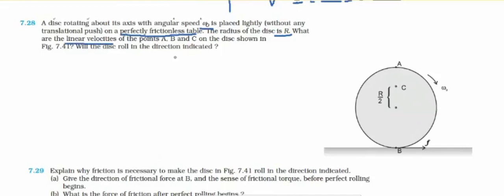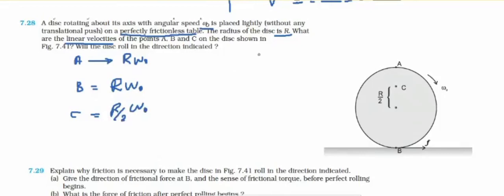Okay, linear velocities. So now point A is having linear velocity r omega naught, because v is equal to r omega. Then B is having linear velocity again r omega naught, because it is a frictionless surface. There is no friction at all. As there is no friction, both A and B are having the same velocity. And point C, it is r by 2 omega naught.